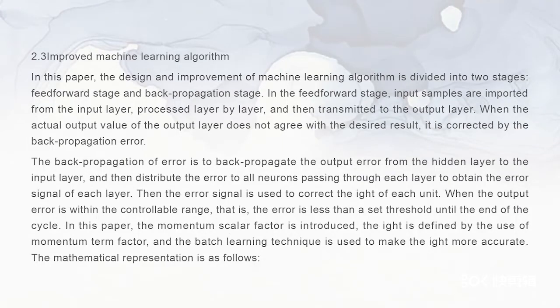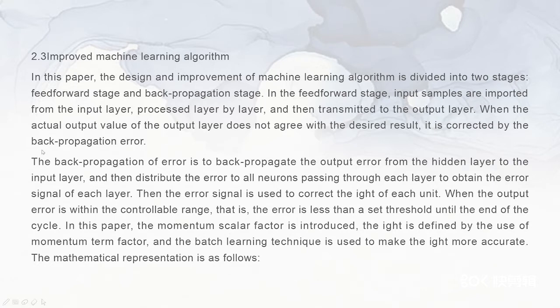Improving the machine learning accuracies. In this paper, the design and improvement of machine learning accuracies is divided into two stages, the feed forward stage and the back propagation stage. In the feed forward stage, input samples are imported from the input layer, processed layer by layer, and then transmitted to the output layer.